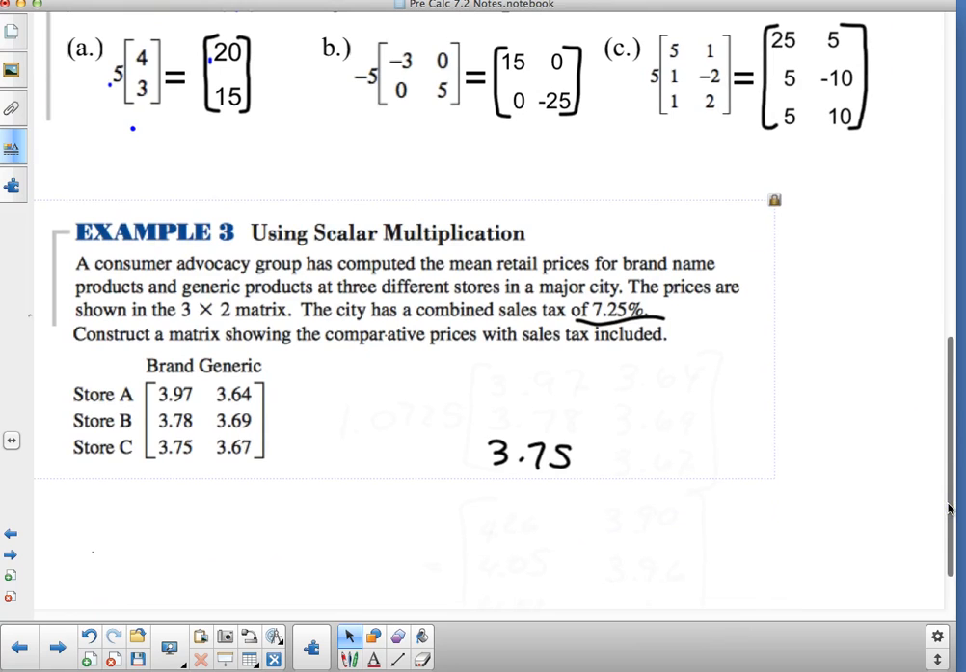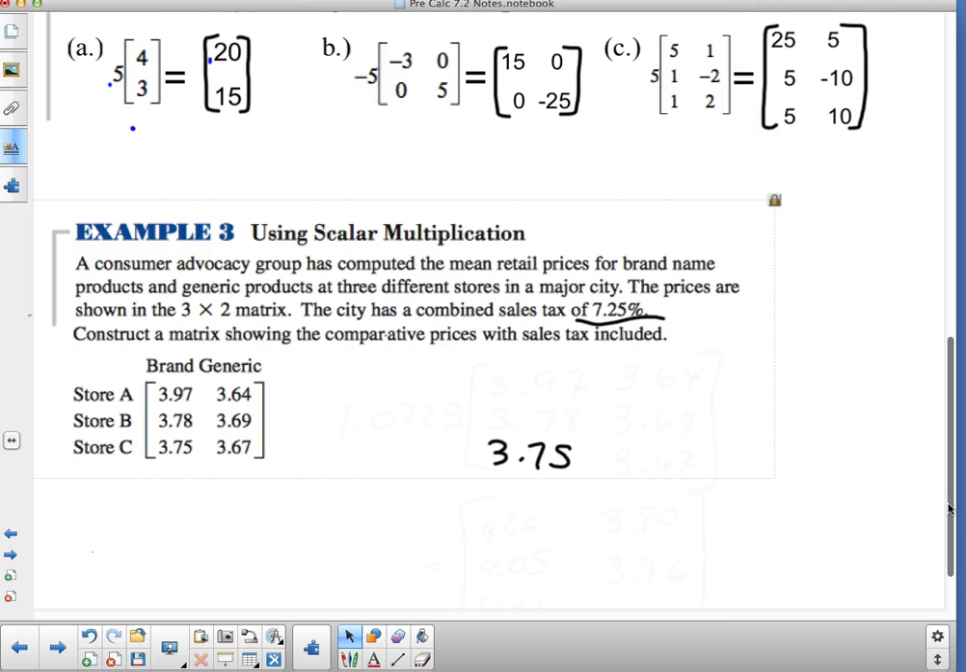So I got 25. 5 times 5 is 25. 5 times 1 is 5. 5 times 1 is 5. 5 times negative 2 is negative 10. Okay? And 5 times 1 is 5, and 5 times 2 is 10. That's all I'm doing. Next.